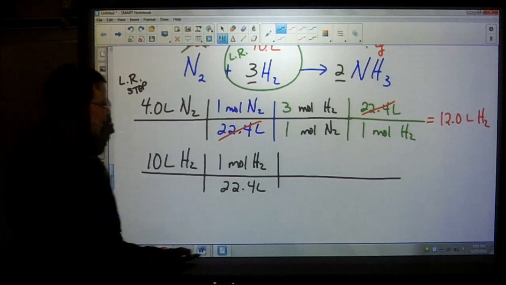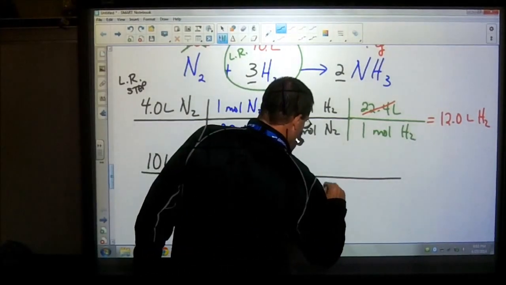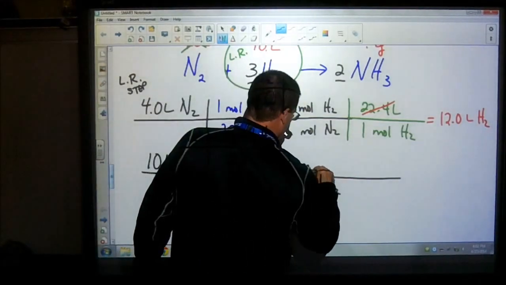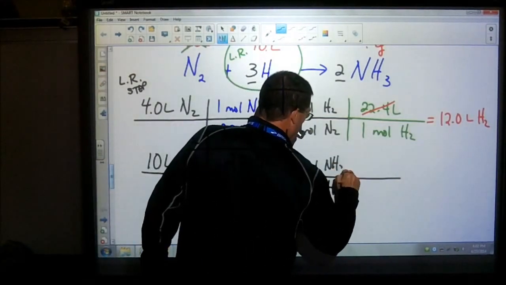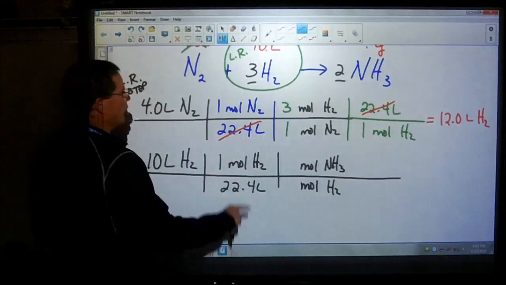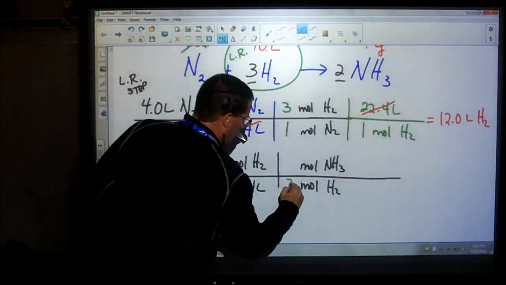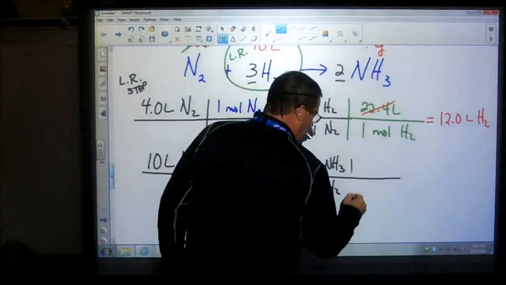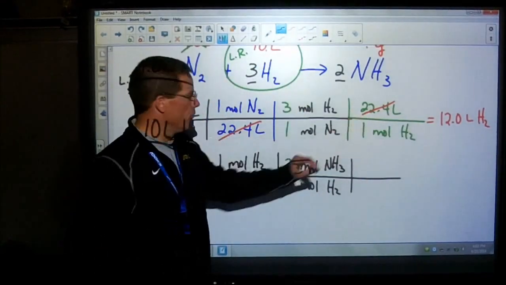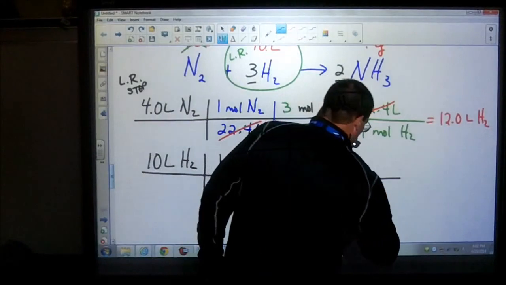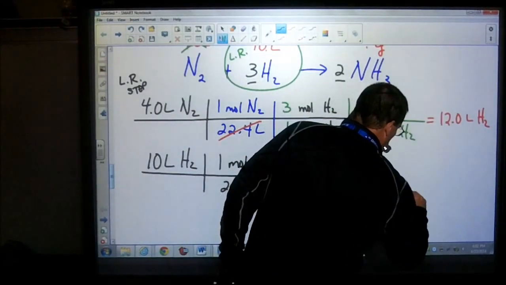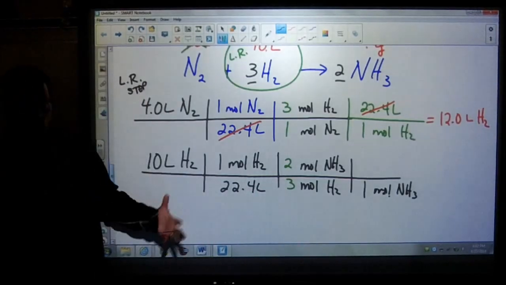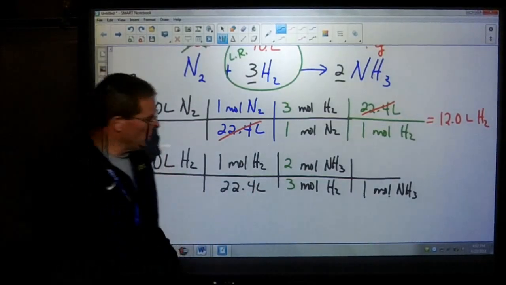I'm still going to do the mole ratio, so moles of hydrogen, and I'm going to compare it to the moles of ammonia. So I want to plug in my values there. My hydrogen is a 3, my ammonia is a 2. And now, this step is a little bit different than the step above, because I'm changing these moles into grams. So you still don't want to forget that skill of converting moles into grams and vice versa.